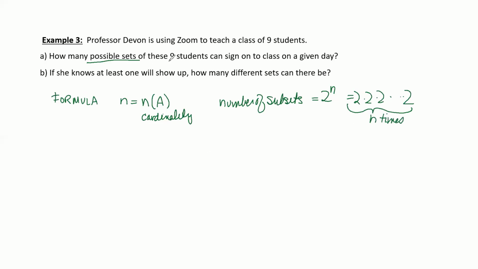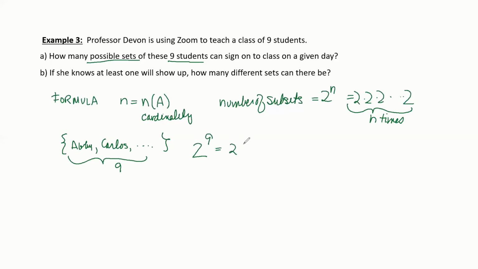So in our case, we have 9 students in our set. Imagine a list of names. We could have Abby, Carlos, etc. in her set, and there'd be 9 students in that set. The number of subsets would be the number of possible ways the students could sign into class. So it would be 2 to the 9th power.